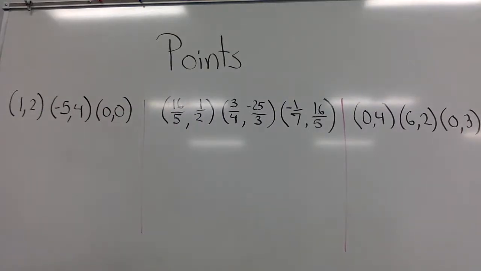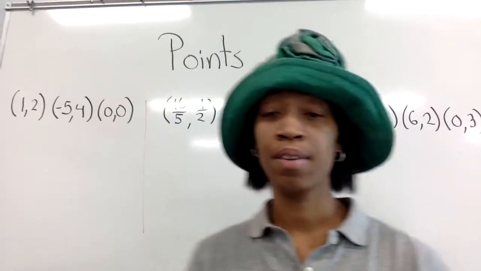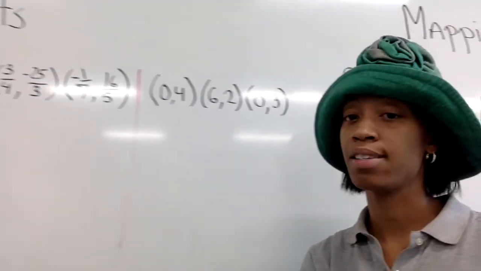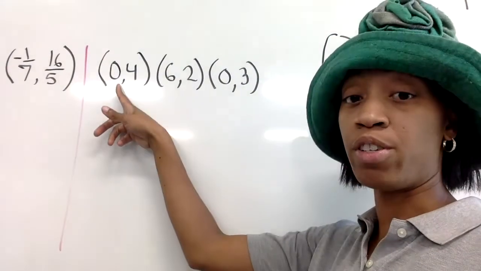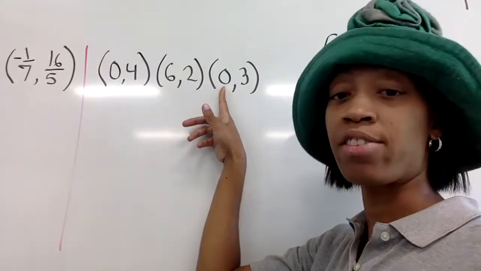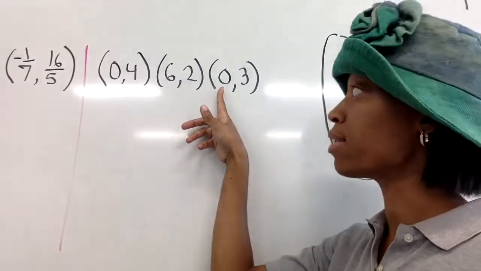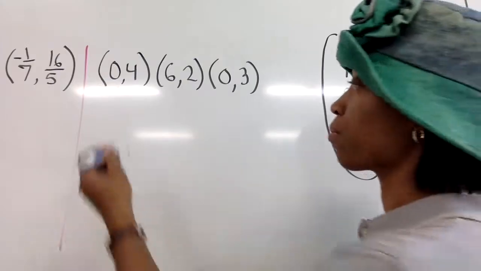What about these sets of points? Which one of them is not a function? This one's not a function because here I can see that the x value of 0 is here and here, so the same x value is repeated twice, making it not a function.